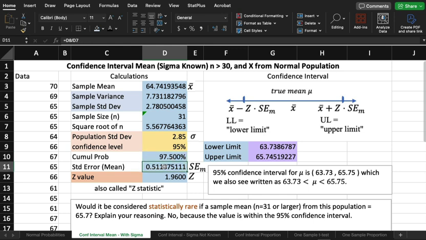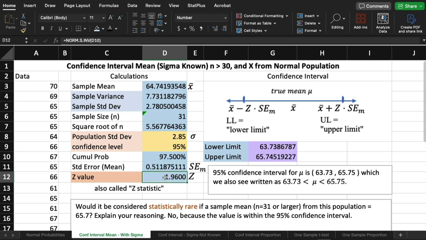The standard error of the mean is sigma divided by the square root of n. So that's going to be equals D8 divided by D7, and that's located in cell D11. Again, that's equals D8 divided by D7. Sigma divided by the square root of n. And that's our standard error of the mean. So that's the second number that we're going to need in our lower limit and upper limit calculation.